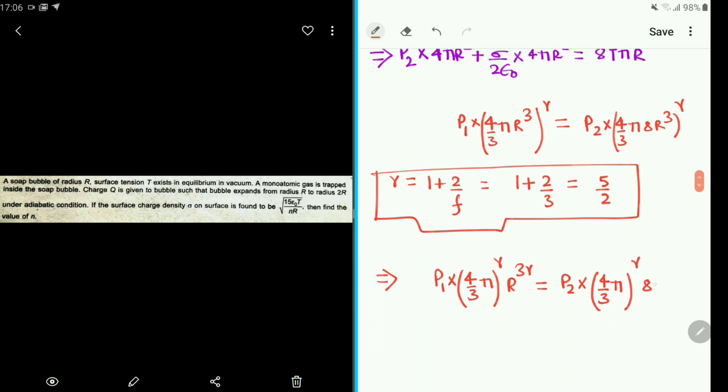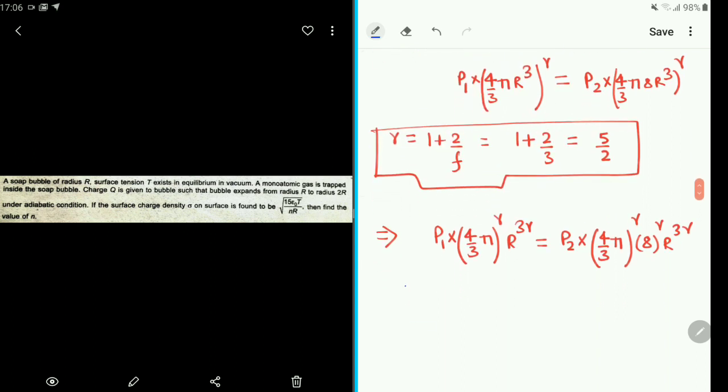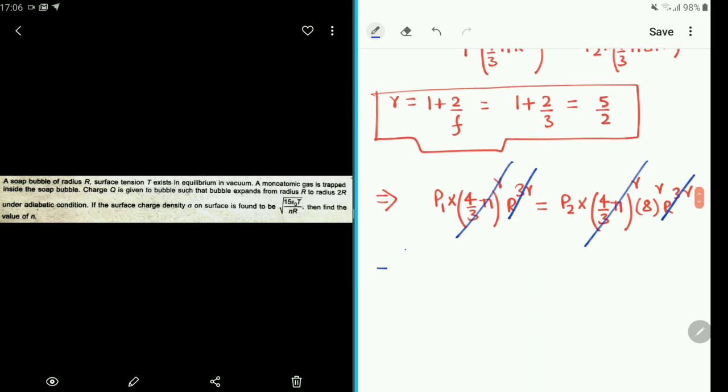I've made a mistake there, I'll correct it in a few steps. So gamma is 5 by 3. So let's use this gamma in the adiabatic equation that I have written for the process of expansion. So PV to the power gamma is equal to constant.